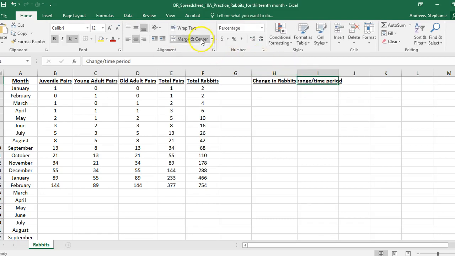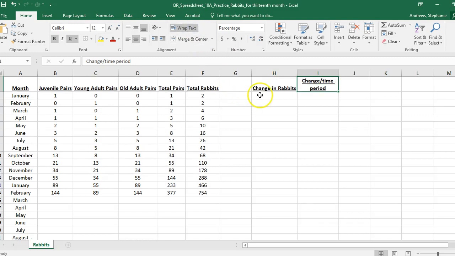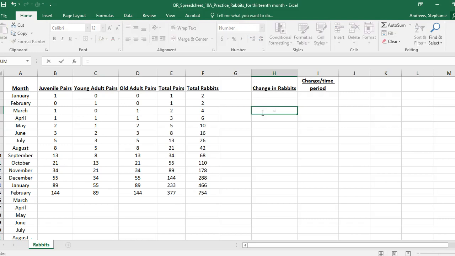So let me go ahead and click on that and ask it to wrap the text for us. So the change in the rabbits, I'm going to go with a 3-month period. In other words, I'm going to tell it equals. I want to take this amount of rabbits and subtract 3 months back and hit equal. So from January to March, we grew 2 rabbits. And now I'm going to tell the computer to take that change and divide it by our time period, which was 3 months.